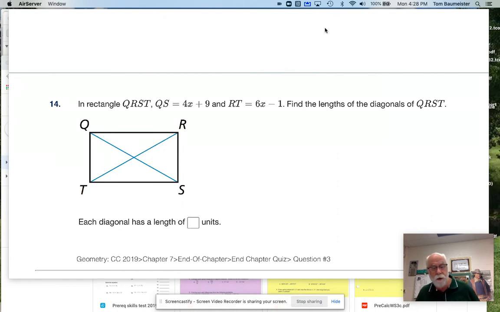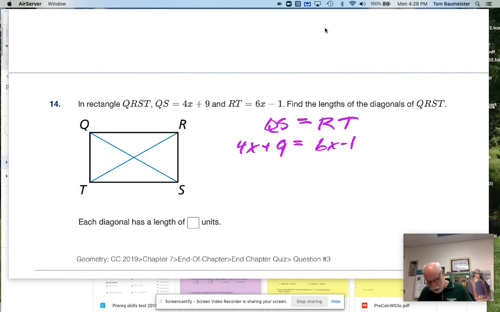And then 14 says in rectangle QRST, QS is equal to 4x plus 9 and RT is equal to 6x minus 1. Find the lengths of the diagonals of QRST. So remember, if they are diagonals in the rectangle, we know that they are congruent. If they're congruent, we know that their measures are equal. So we can say that QS is equal to RT. So we can say that 4x plus 9 is equal to 6x minus 1.